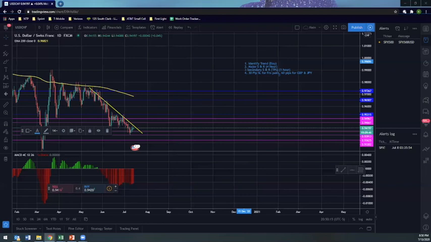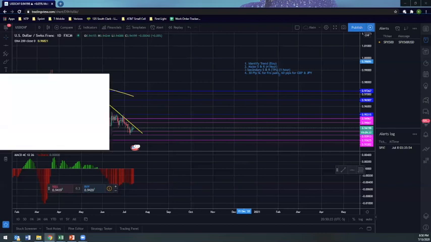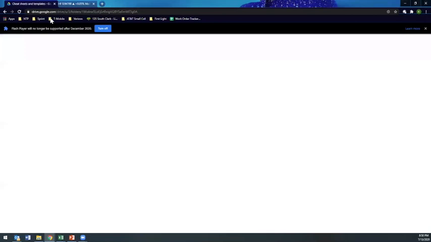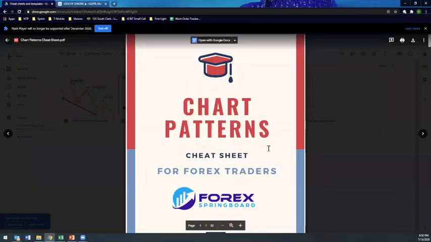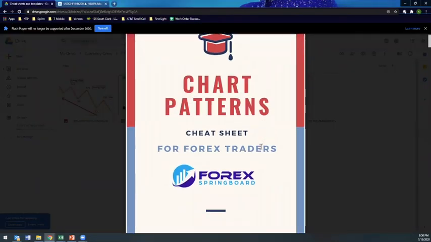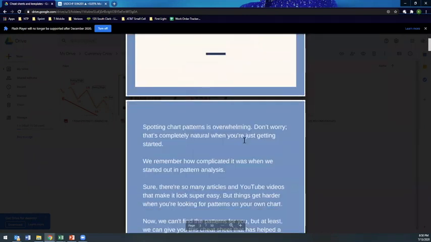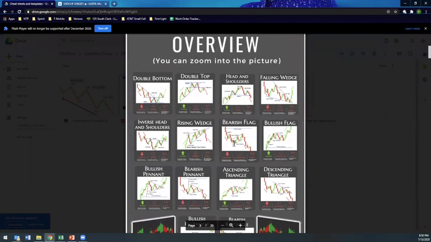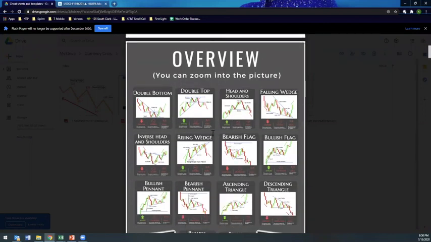For those of you who have never seen something like this, I do want to really throw this out here for you guys too. There is this book, you can find it online, but it's called Chart Patterns, Cheat Sheets for Forex Traders. And essentially, this is a very important area that you guys want to pay attention to, which is really market structure.